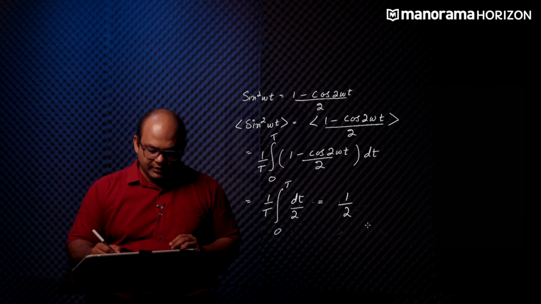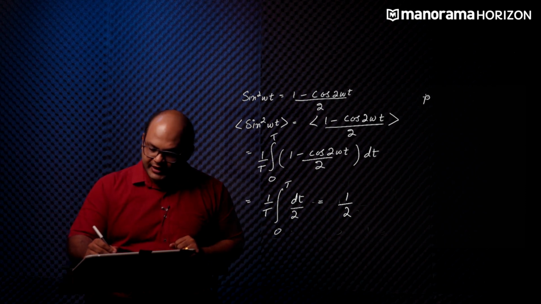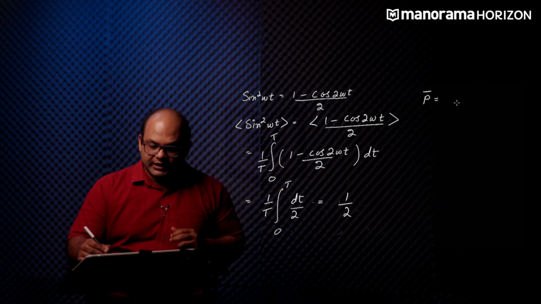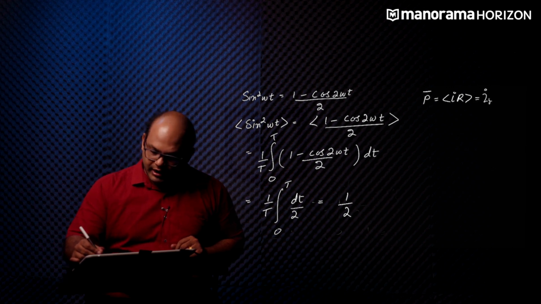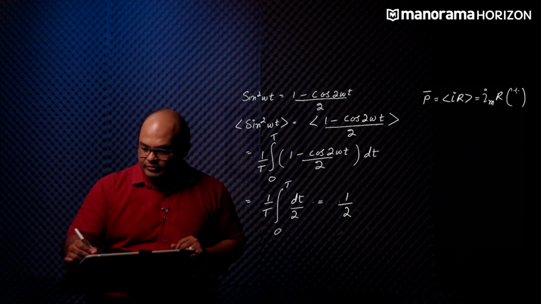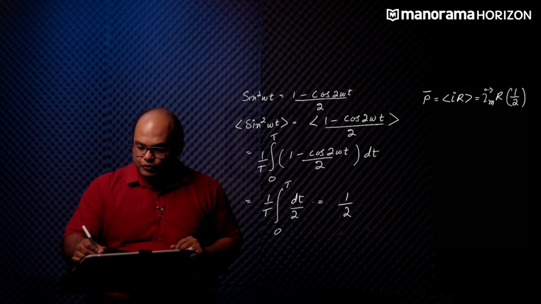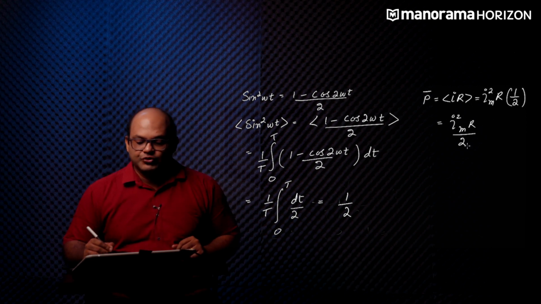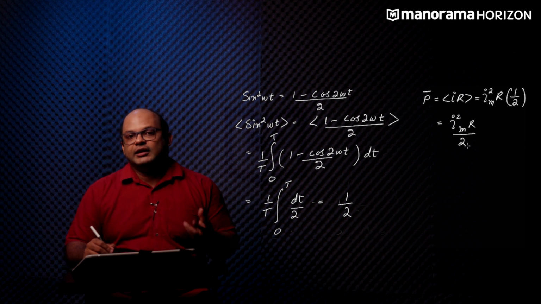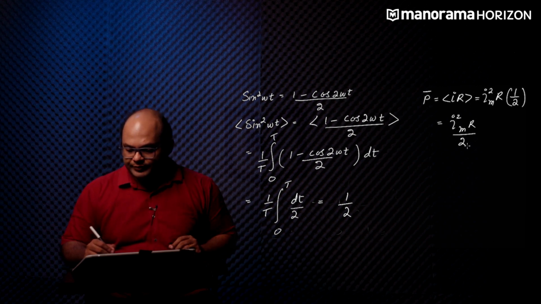So that means if we put this value into the original equation, we have P bar, that is the average power, is equal to the average of I squared R, that is equal to Im squared R times 1 by 2. So this comes out to be Im squared R divided by 2. This gives us the average power for a resistive circuit.